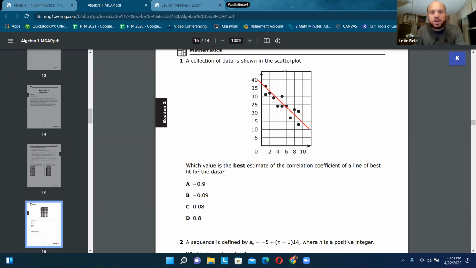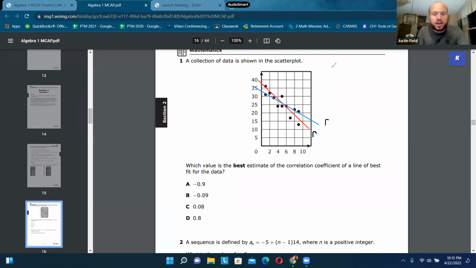Maybe I'll change the color here. So if I drew a blue line like that, which line fits better, the red or the blue? I hope you're saying the red. The red shows the pattern better, so that will have a higher correlation coefficient. It's more correlated to more of the data.